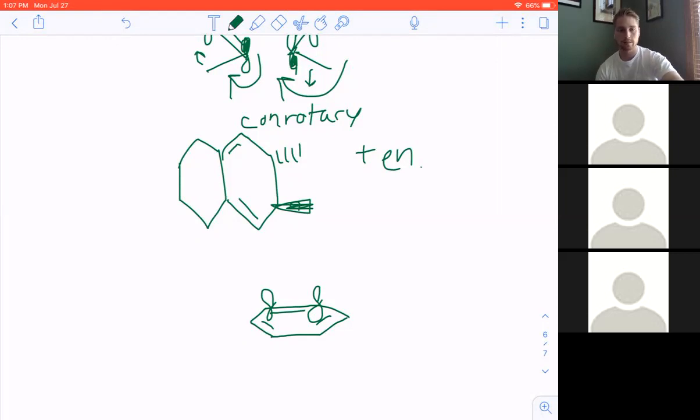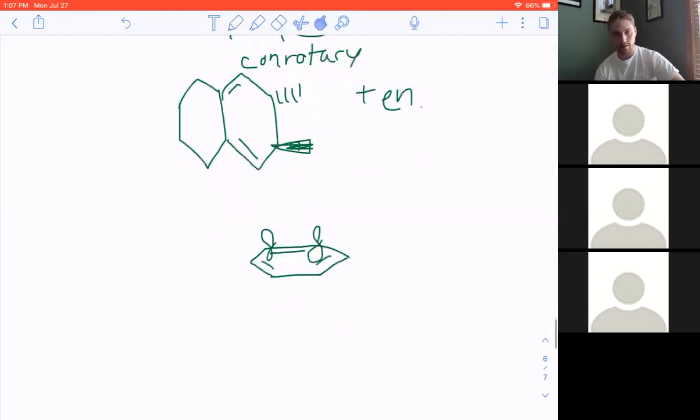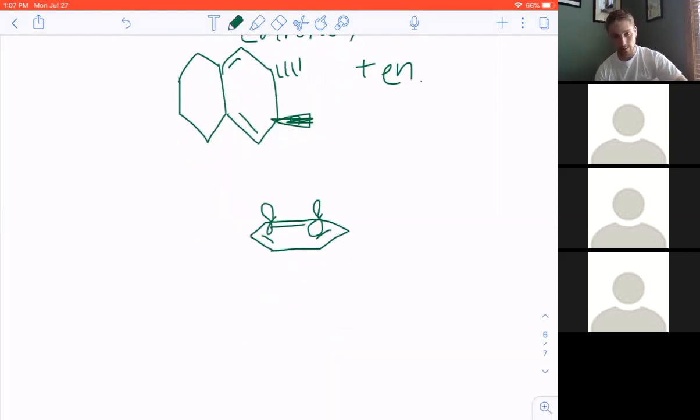One of the questions asked about an accumulated diene. The accumulated diene is going to look something like this. Remember, accumulated is where the same carbon has 2 double bonds. That's really unstable. That's one you should have put there.